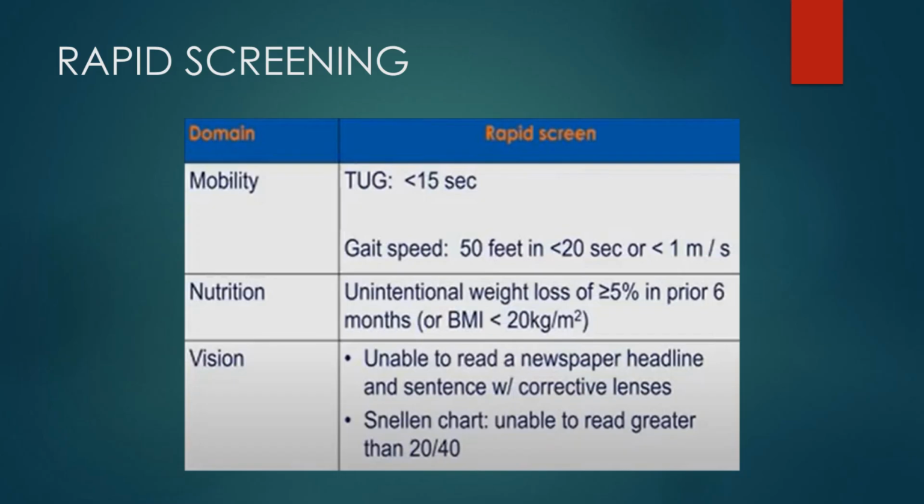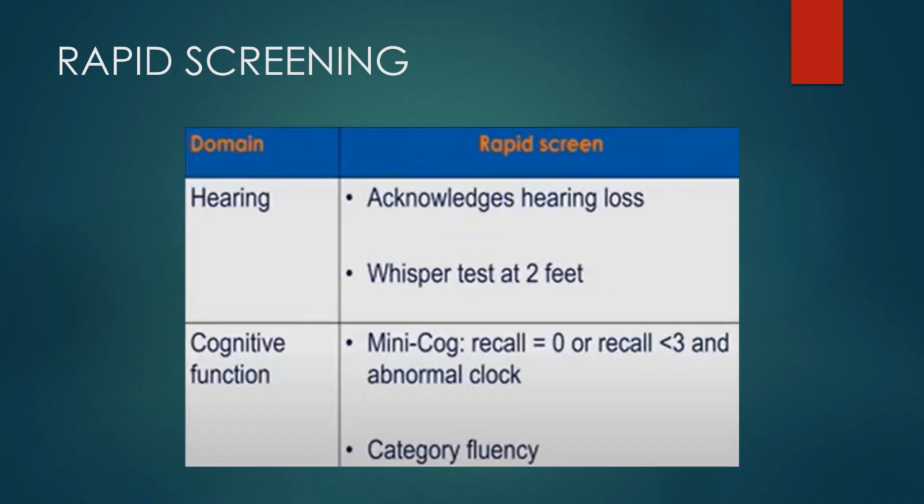The rapid screen would also include vision testing, so being able to read small print, as well as achieving at least the 20/40 Snellen chart vision test. With hearing, you can simply ask the patient whether they have any hearing loss. You can conduct the whisper test.